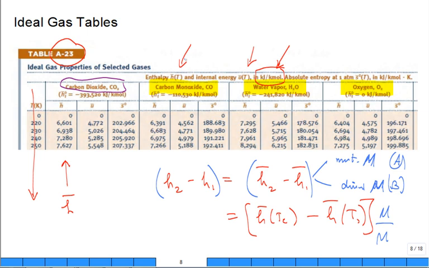All right. So I know this is a little tricky, but you do have to convert between U bar and H bar back to U's and H's, or solve the whole problem not per unit mass, but per unit amount. Sometimes we do that. We do it. Okay.